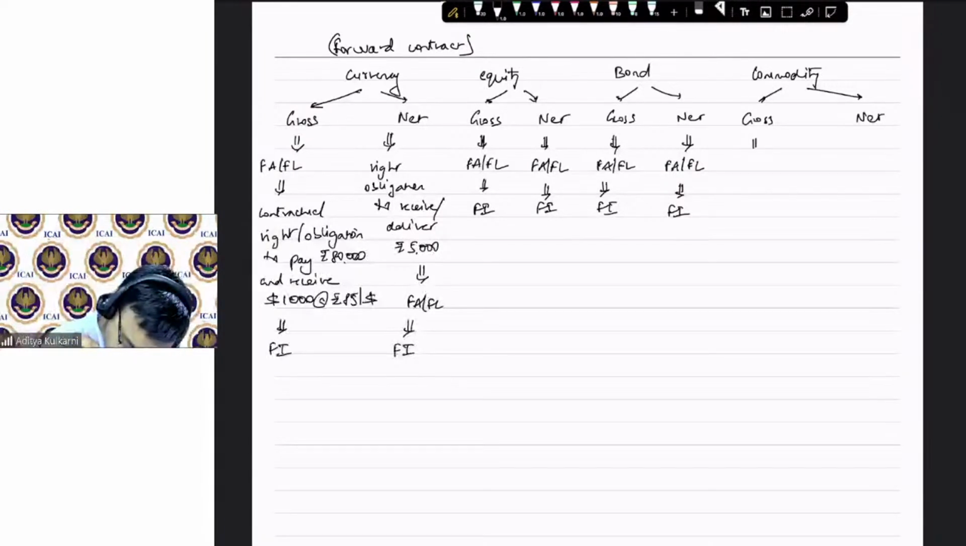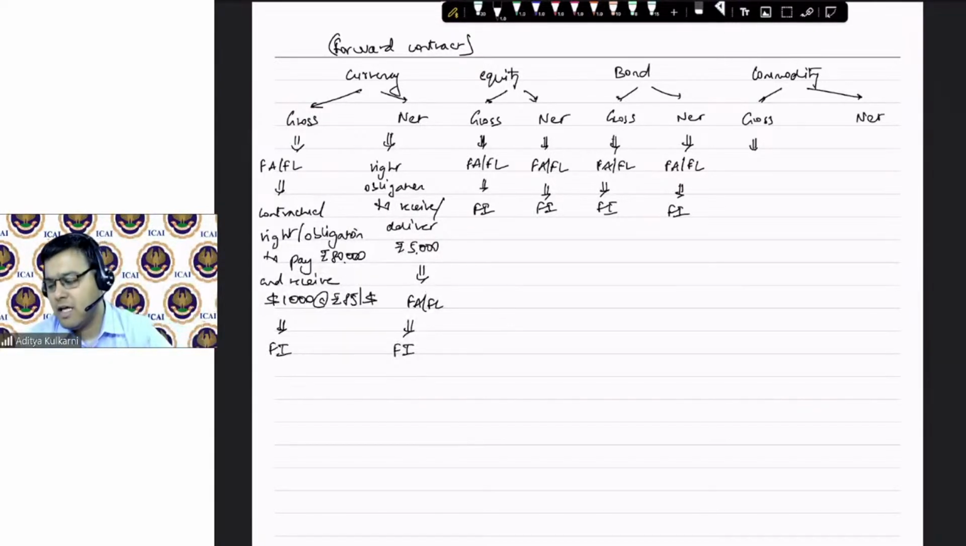Now, in the case of gross settlement, suppose you have entered into a contract to buy 10 grams of gold at 55,000 rupees. Today, the price of 10 grams of gold is 61,000 rupees.